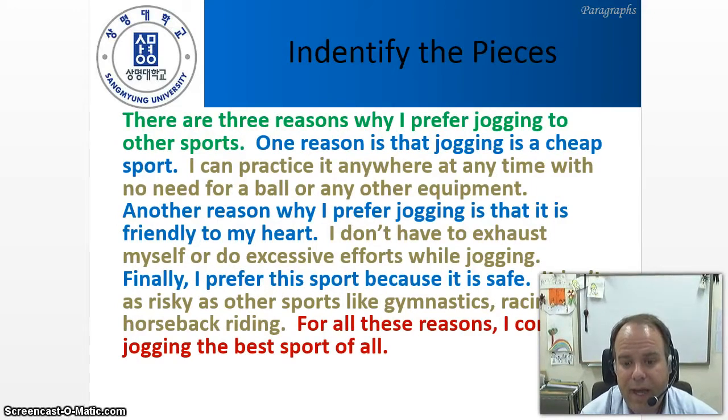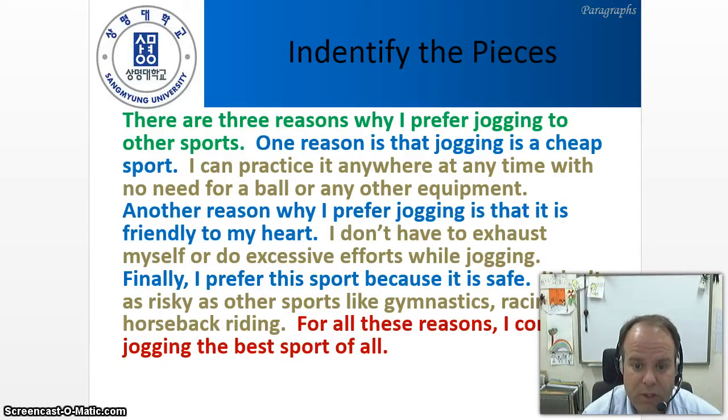Let's take a look at the answers. Now in green I have the topic sentence. There are 3 reasons why I prefer jogging to other sports. The blue ones are the supporting statements. One reason is, and often supporting statements are introduced like this. One reason, another reason, first, second, then, next. So here, one reason is that jogging is a cheap sport. Another reason why I prefer jogging is that it's friendly to my heart. Finally, I prefer this sport because it's safe.